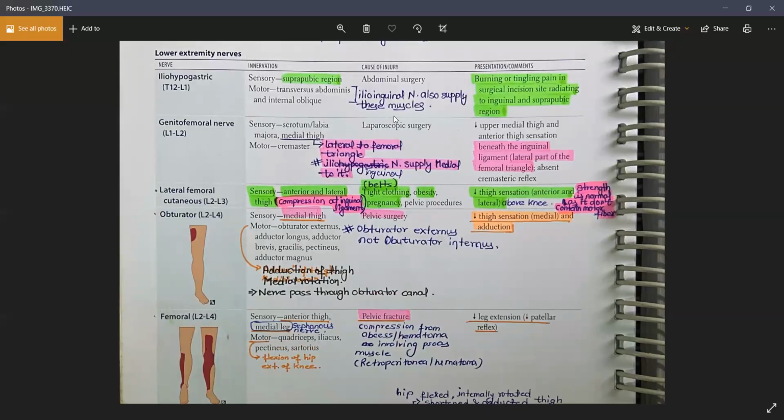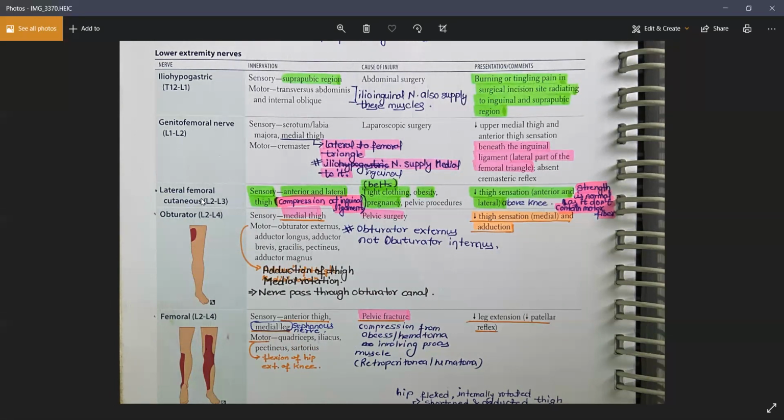laparoscopic surgery, you can have decreased sensations in the medial thigh as well as in the anterior thigh, right? And you will have the absence of the cremasteric reflex. Very important to know, right?